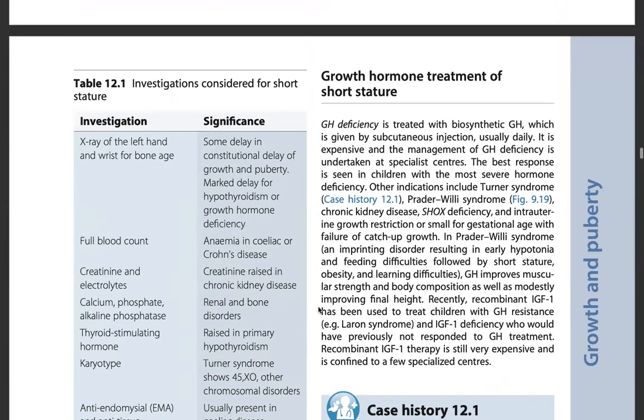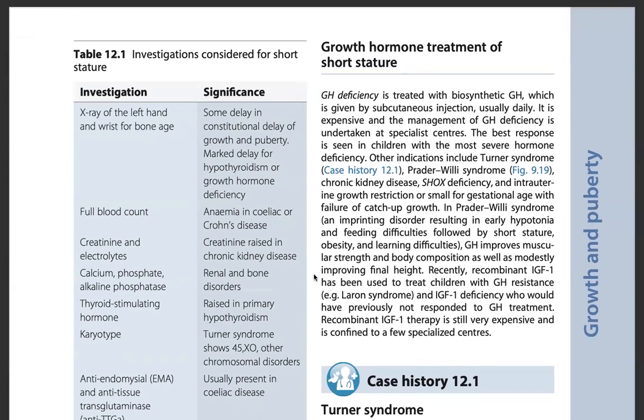Growth hormone treatment of short stature. Growth hormone deficiency is treated with biosynthetic growth hormone, which is given by subcutaneous injection, usually daily. It is expensive, and the management of growth hormone deficiency is undertaken at specialist centers. Best response is seen in children with the most severe hormone deficiency. Other indications include Turner syndrome, Prader-Willi, chronic kidney disease, SHOX deficiency, and intrauterine growth restriction or small for gestational age with failure of catch-up growth.